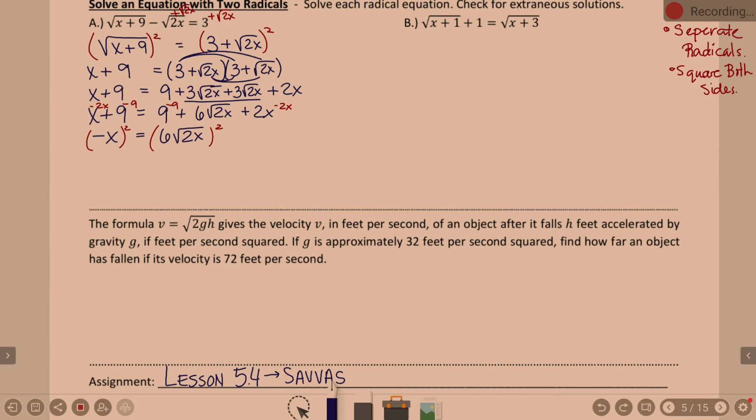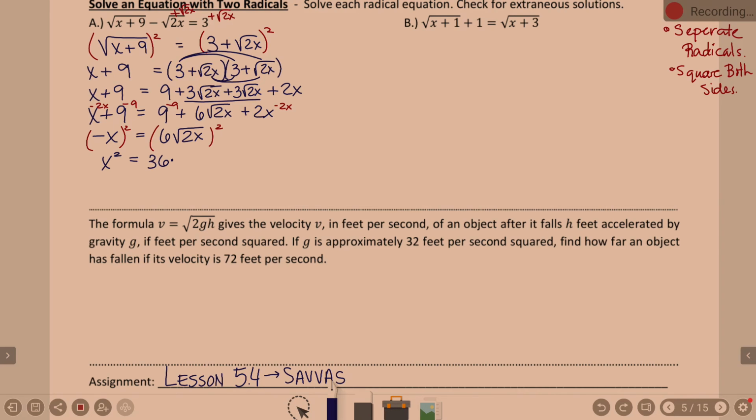Positive x what? Squared. We're not squaring a square root on the left, right? So negative x times negative x is positive x squared, correct? On the right, we're going to square 6 square root of 2x. Now, 6 is not under a radical, is it? What is 6 squared? 36.